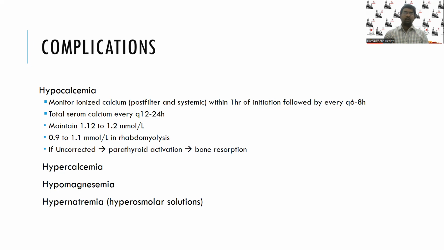But in case of rhabdomyolysis, where you are initiating RRT for AKI and using citrate as anticoagulation, your target should be slightly on the lower side, like 0.9 to 1.1, because there can be rebound hypercalcemia in rhabdomyolysis. And if hypercalcemia is uncorrected, it can lead to parathyroid activation, which can increase osteoclast activity, leading to bone resorption and fractures. So this is about hypercalcemia.